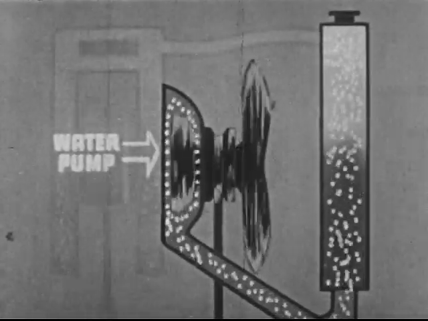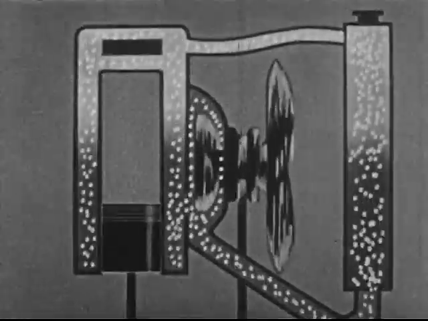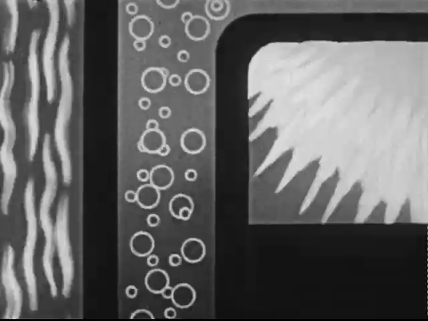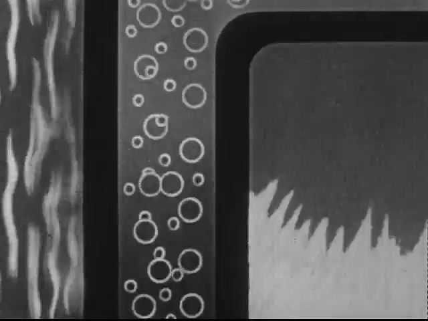Now, when the engine of an automobile is running, it gets very hot. So hot that parts of it would melt if it were not cooled. To cool the engine, water is pumped through a jacket that surrounds the cylinders. How does plain water cool a very hot automobile engine? Here's an experiment you can do that will show you how it can.